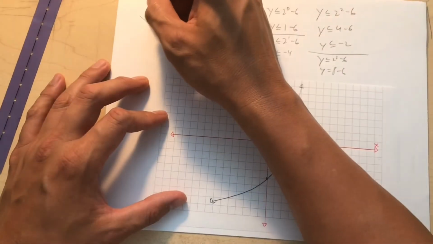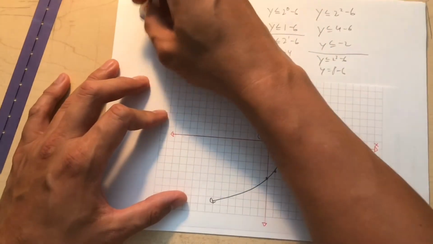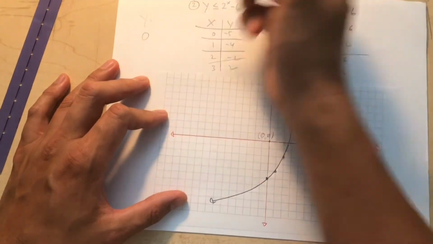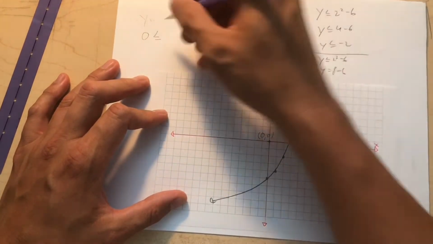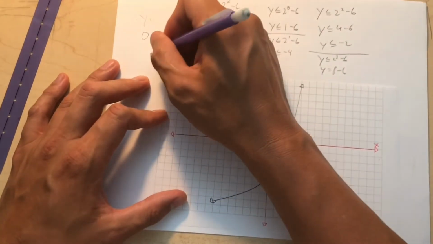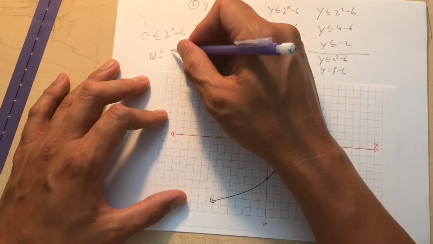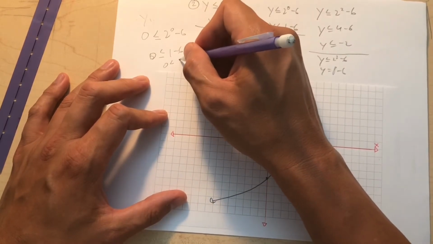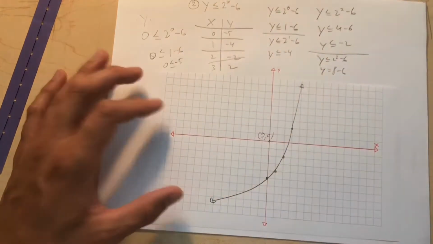I'm plugging in 0 for x, so that's 0, and that's 0. Let's see if this is true. 0 is less than or equal to 2 to the 0 power minus 6. That would give me 1 minus 6. 0 is less than -5, which is untrue, and don't worry about the equal sign.